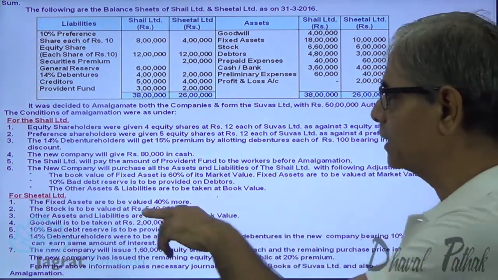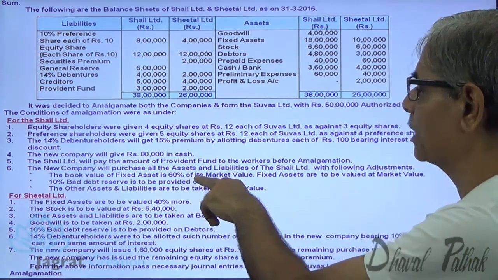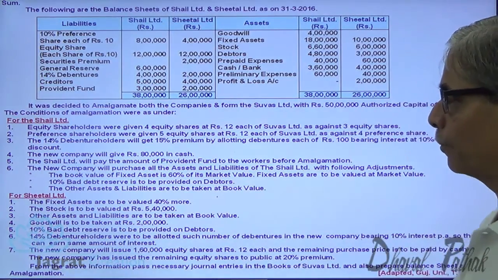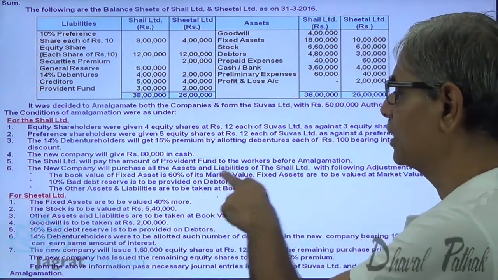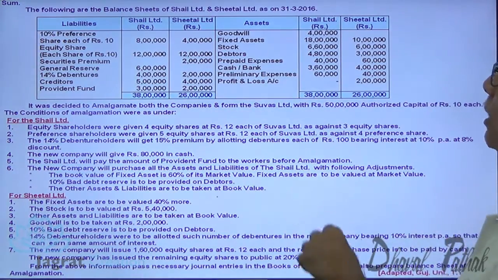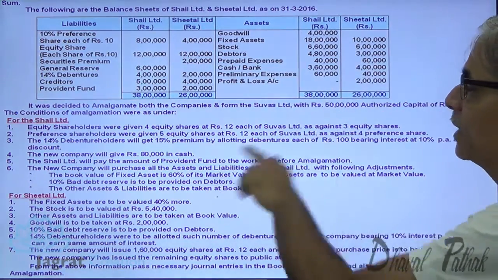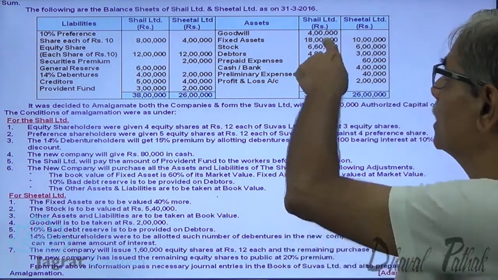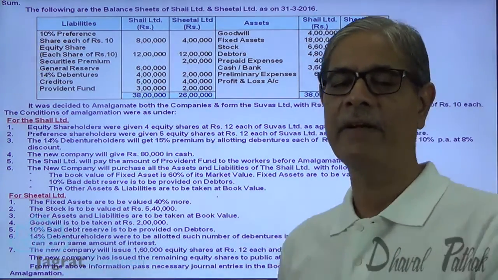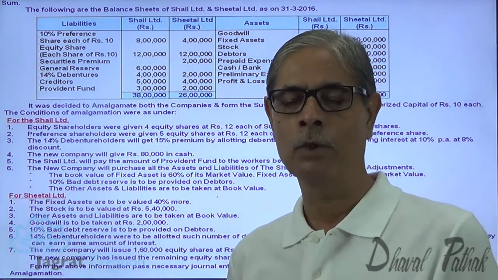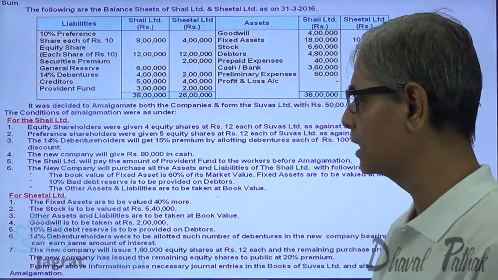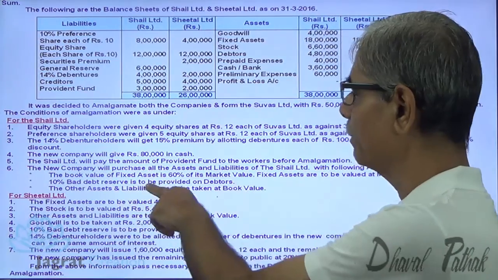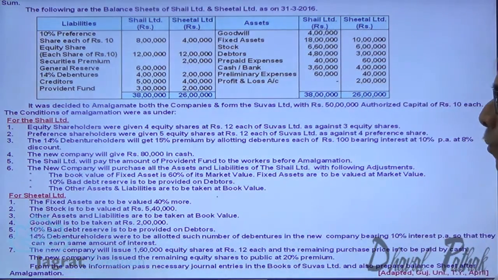The following adjustments. Book value of fixed asset is 60% of the market value. So the fixed assets given to you is 60% of the market value. So this is 60% value. So 18 lakhs divided by 60%, you will get the market value that will be considered in a purchase consideration statement. 10% bad debt reserve is to be provided on debtors. Other assets and liabilities are to be taken at book value.